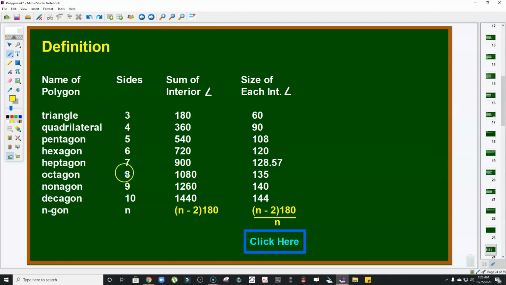Okay, so with the given sides, and then the given sum of interior angles. Okay. And this table here refers to the measure of each interior angle of a regular polygon. So once again, to get the sum of interior angles, the formula is n minus 2 times 180. See that? On the other hand, if the polygon is given and it is regular, if we're after the measure of each interior angle of a regular polygon, we use this formula, n minus 2 times 180 over n.